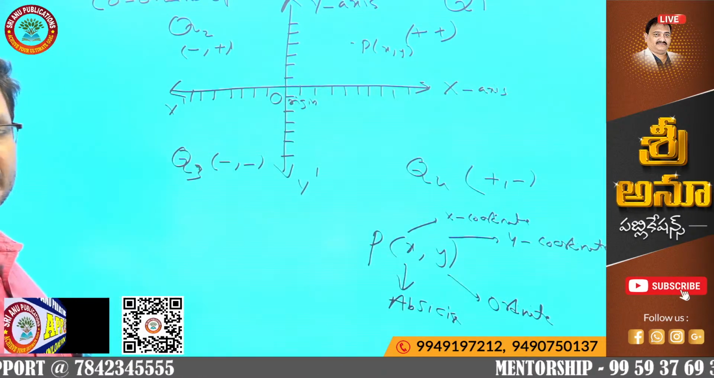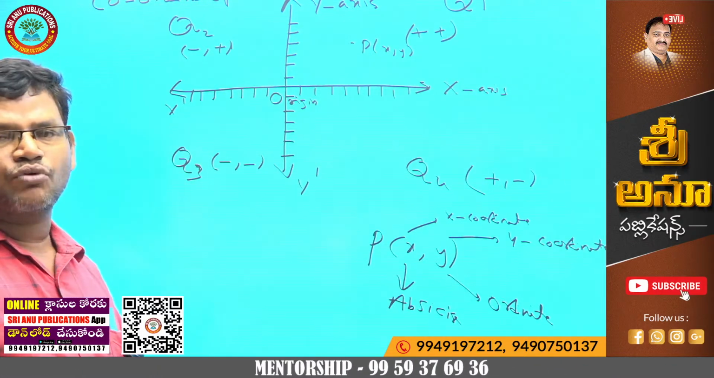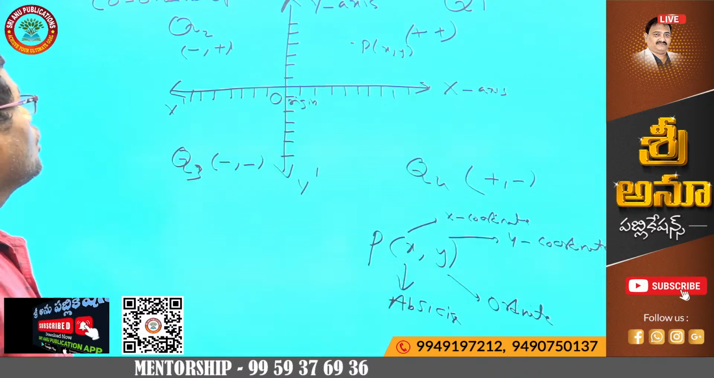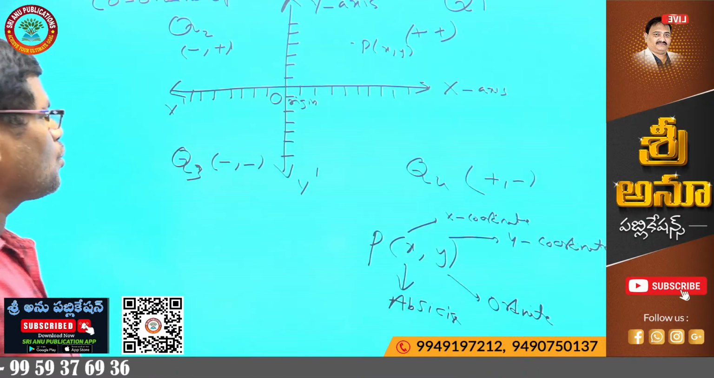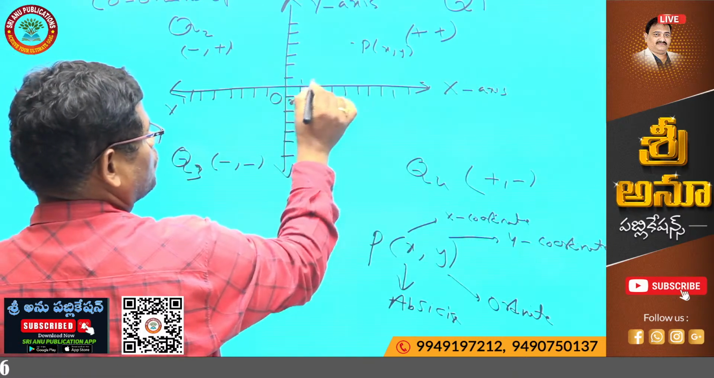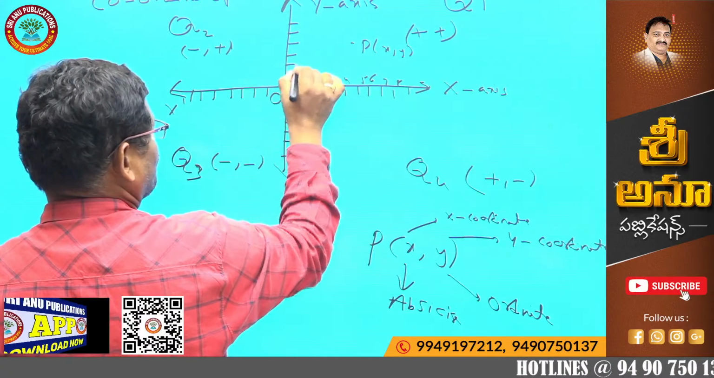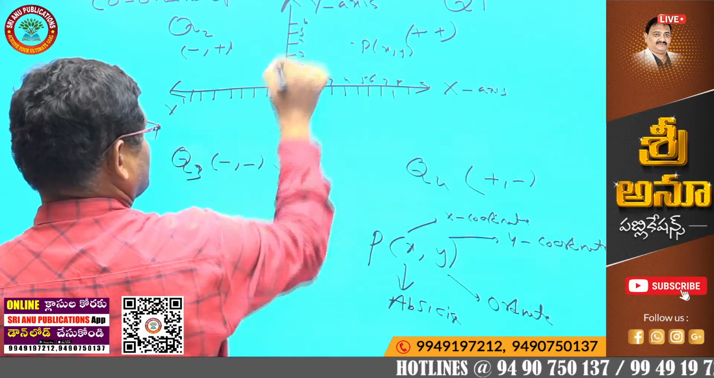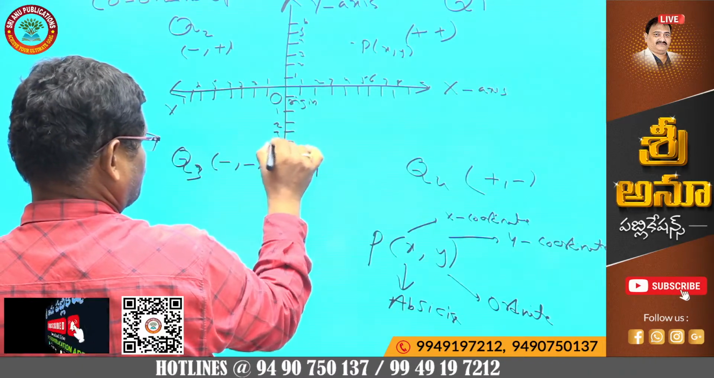When we discuss the z-axis, that is called three-dimensional. But here, with only the x-axis and y-axis, it is called two-dimensional coordinate geometry. Now in this, we are taking 1 2 3 4 5 6 7 8 like this, 1 2 3 4 5 6 and 1 2 3 4 5 6, 1 2 3 4 5.